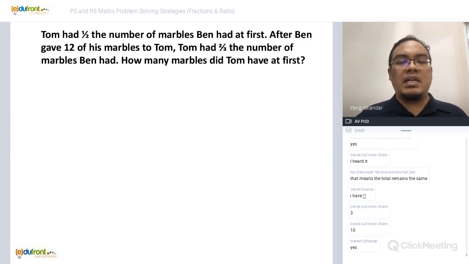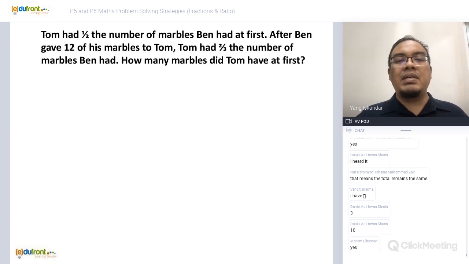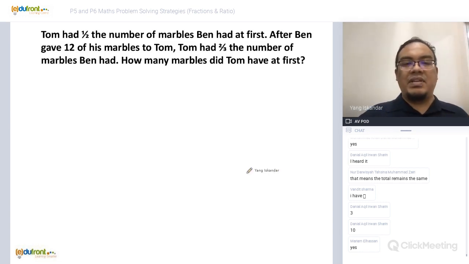Okay, this is a question on fraction. Tom has half the number of marbles as Ben at first. After Ben gave 12 of his marbles to Tom, Tom had 2/3 the number of marbles Ben had. How many marbles did Tom have at first? Okay, so let's solve this. First, we are going to write down the ratio, the before and after ratio.